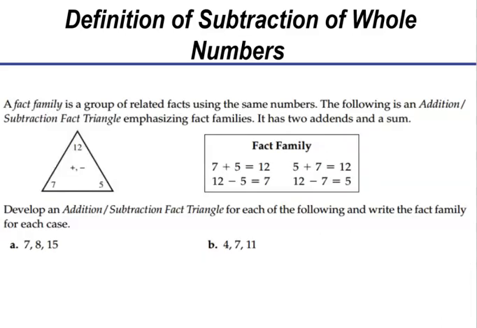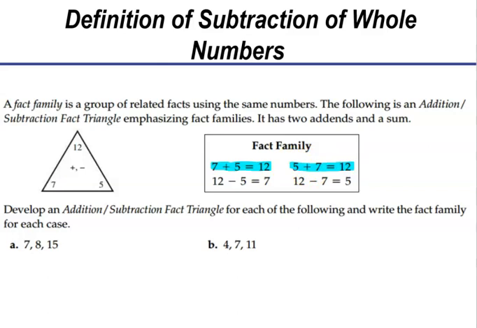Now when you're teaching elementary school, you'll likely spend a lot of time talking about fact families. A fact family is a group of related facts using the same numbers. So the following is an addition, subtraction, fact triangle, emphasizing fact families. It has two add-ins and a sum. So notice what's going on here. If you look at 7 plus 5 is equal to 12. Okay, so in our fact family, we have 7 plus 5 equals 12. You could also write that using the commutative property of addition as 5 plus 7 equals 12, part of the fact family.